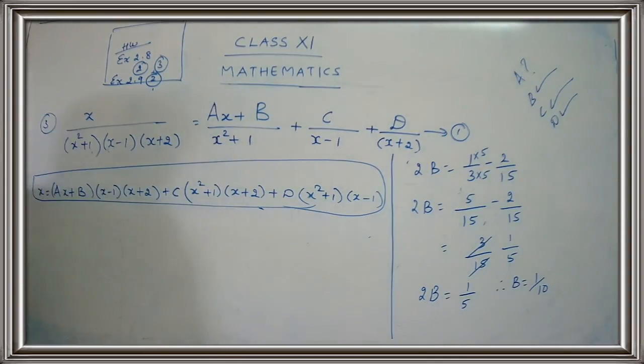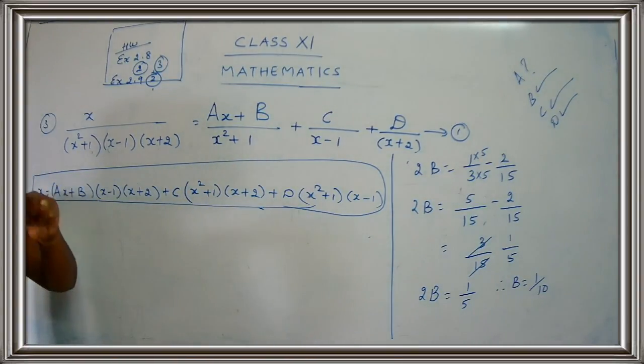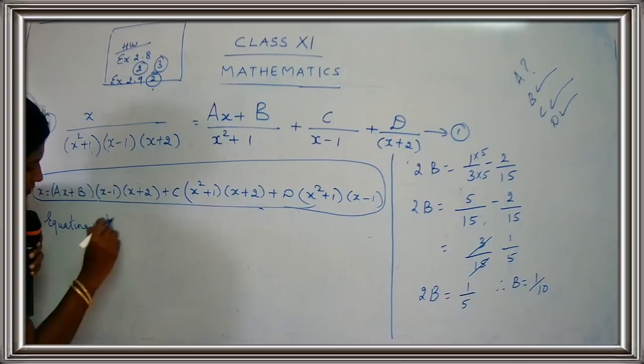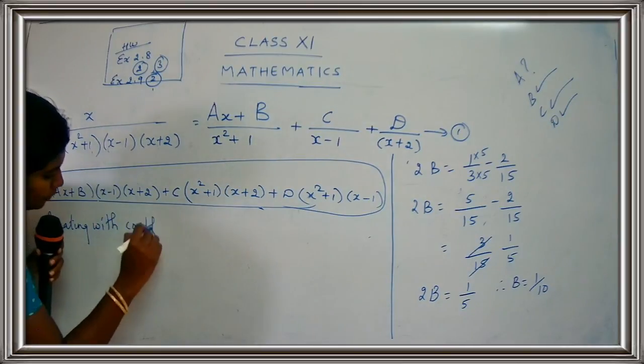Now you have one more thing. We have to find out one more thing. So I have chosen the value for x from the question itself. Then I have taken x is equal to 0. Now what are we going to do is, we are going to take the highest power of x. I'll just tell you how. Equating with coefficient of x cube.